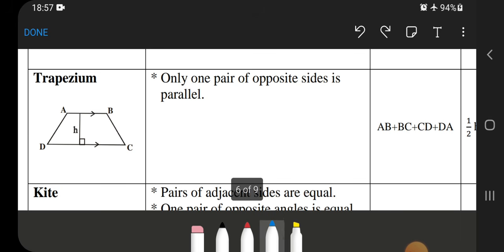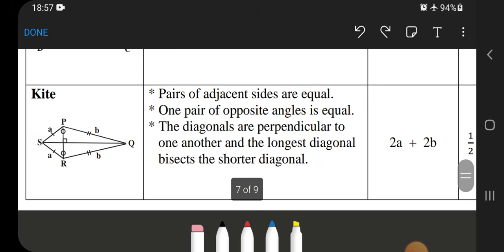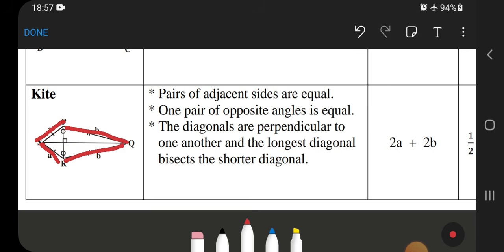And then with a kite, a pair of adjacent sides are equal. This and this are equal, okay? Just know that. One pair of opposite angles, and this side and this side are equal. This side and this side are also equal, guys, in a kite. And then here they form 90 degrees. The diagonals of a kite, where they bisect, they form 90 degrees.